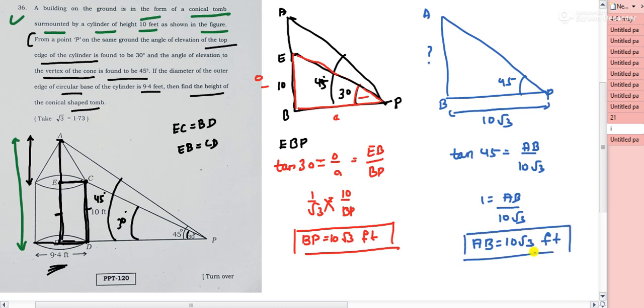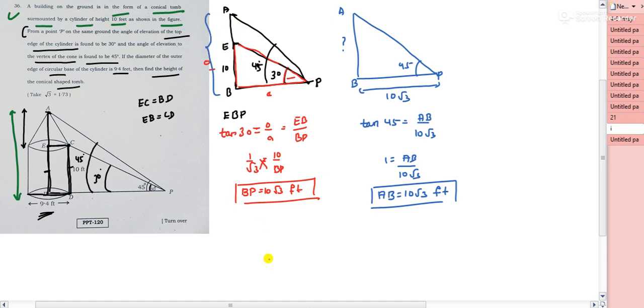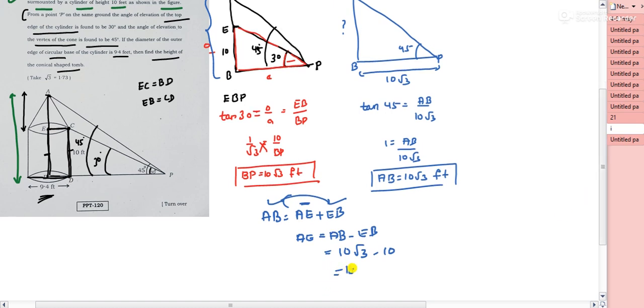Right? Now we have AB, but if you look at this figure carefully, what is AB? AB is equal to AE plus EB. We have AB, we have EB, we don't have AE. So what will be AE? It will be equal to AB minus EB, if you transfer this to the LHS. So AB is 10 root 3 minus EB, which is 10. On solving this, if you take 10 common, you will get 10 times root 3 minus 1. If you leave it this much, that's enough.